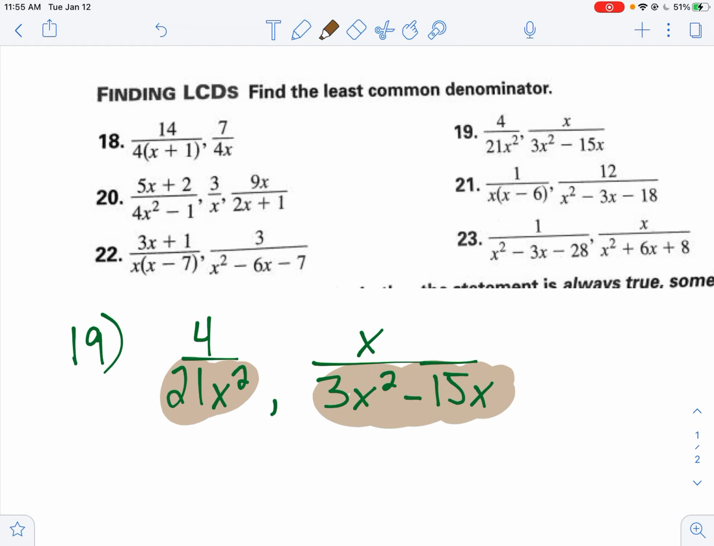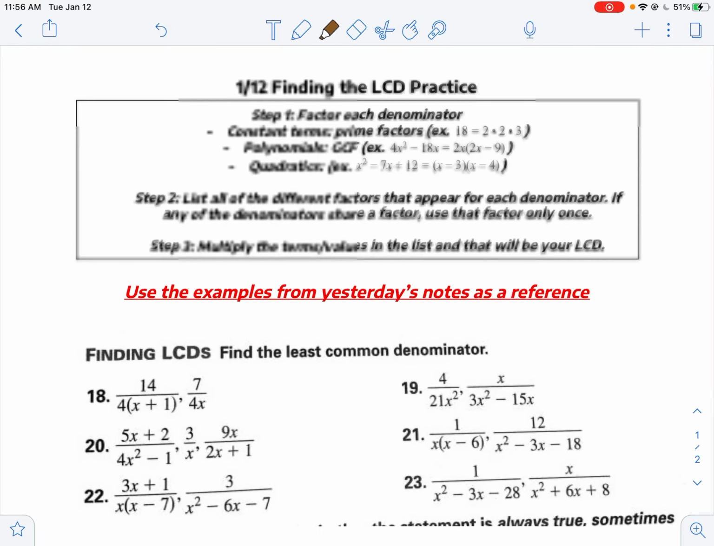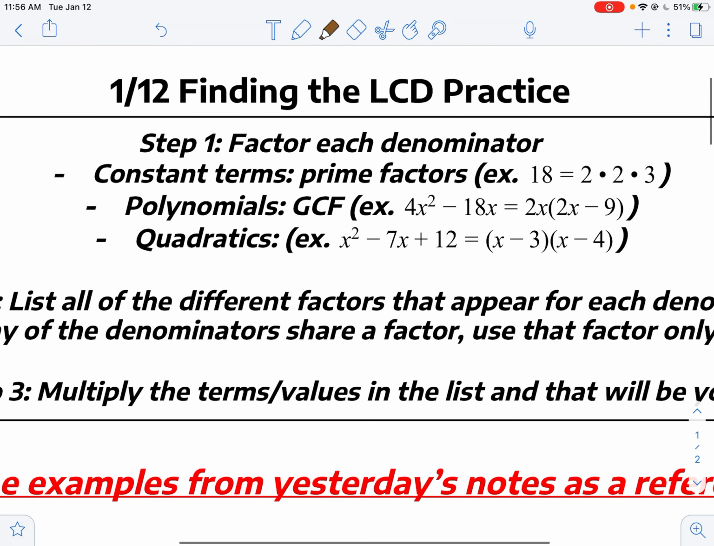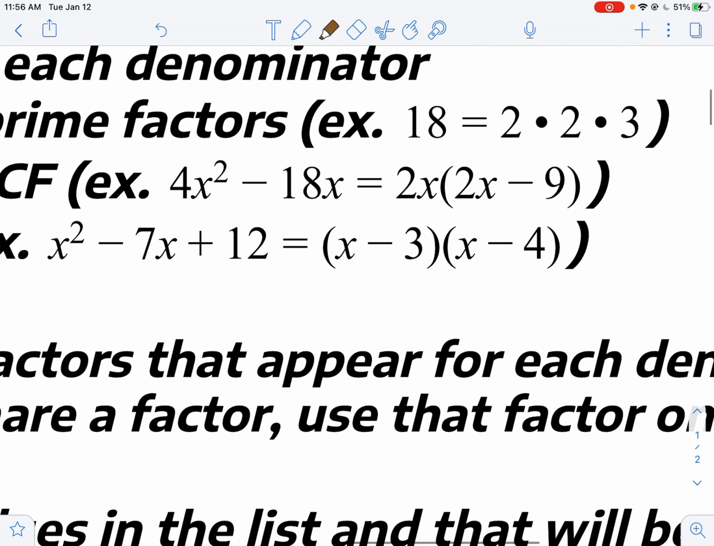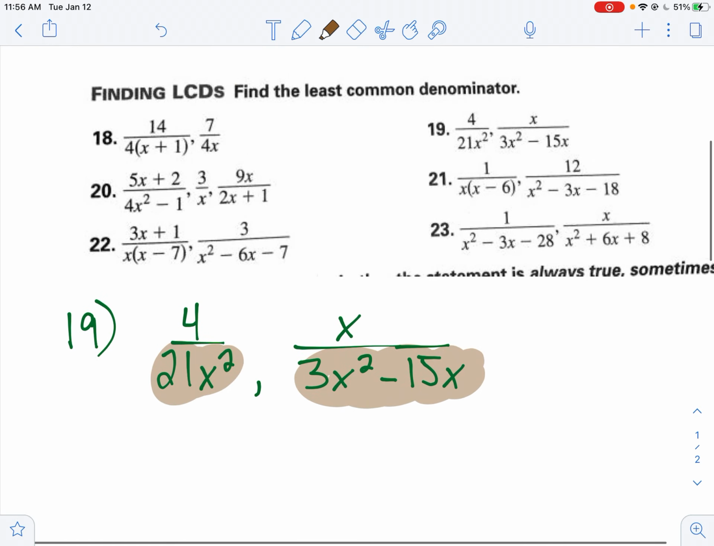All right, so now our first step when we're doing this is we want to factor each denominator individually. So if we have constant terms, we're looking for prime factors. If we got polynomials, look for the GCF. If we got quadratics, we want to factor our quadratics. Let's start with our first one here.